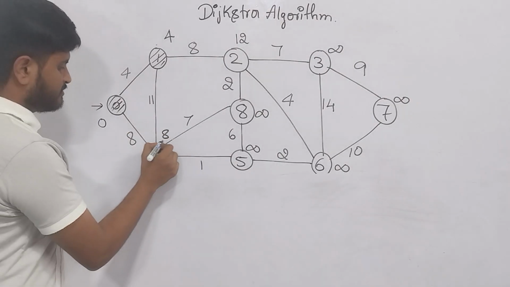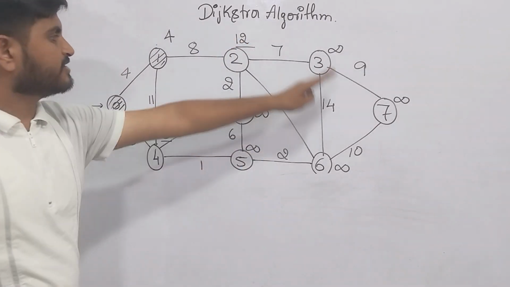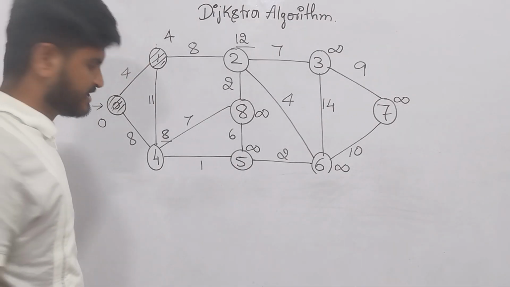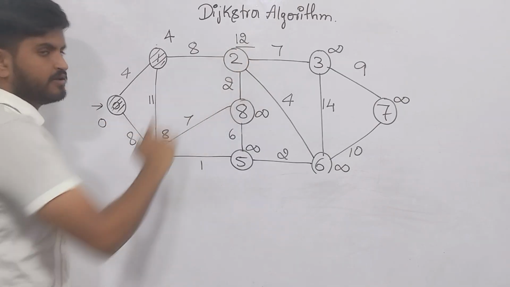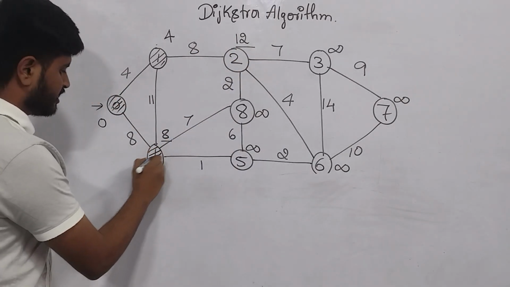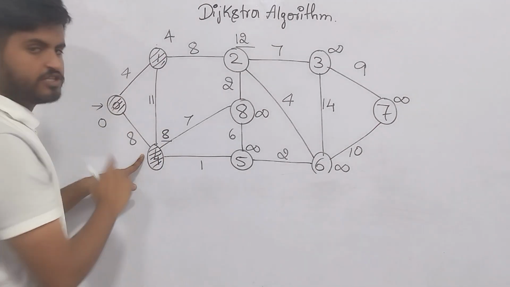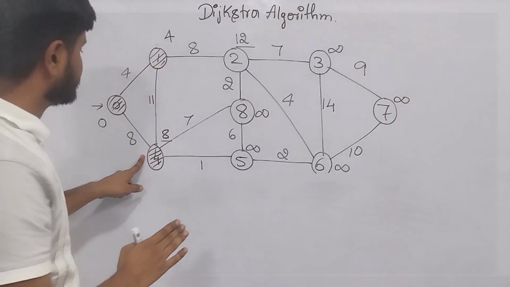Now we got the fourth node value as 8, second node value as 12, and all others we are having infinity. Zeroth node is traversed, first node is traversed. Among the fourth node and second node, who is having the least value? 8 and 12. So 8 is the least value. So I will be moving from the fourth node. From the fourth node, you can go to the first node. It is already traversed. You can go to the zeroth node. It is also already traversed.